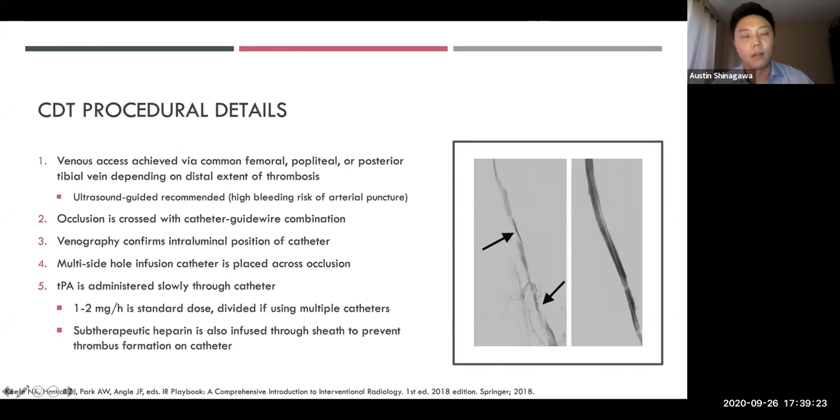But you don't want to use therapeutic heparin because that increases the risk of bleeding. Here's a picture from the IR playbook showing another example of a DVT that's recanalized after a CDT procedure.